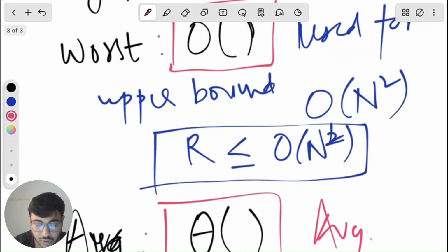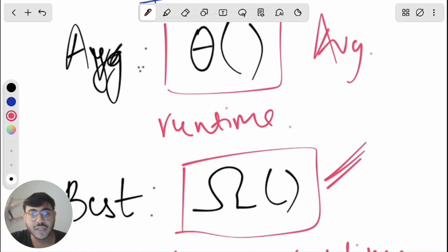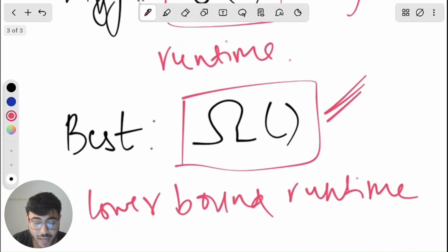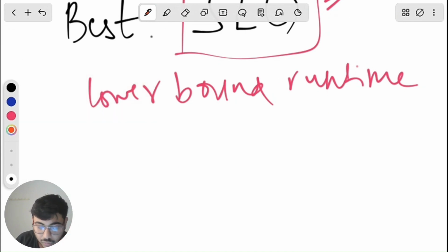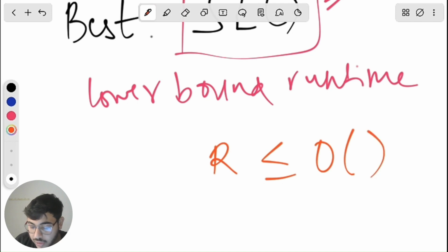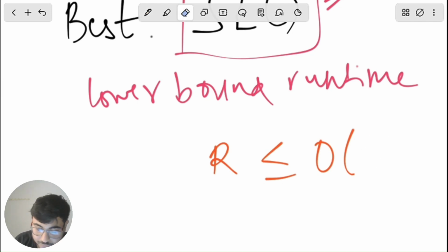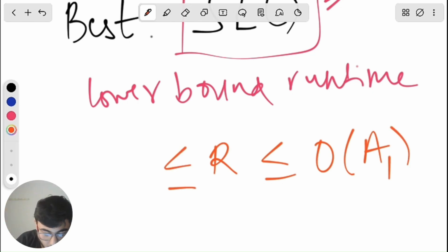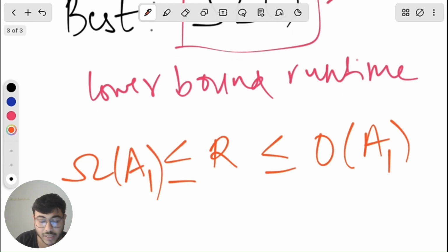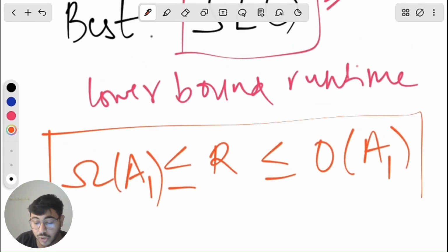The worst case gives you an upper bound, the average case gives you a midway so that you get an idea or the gist, and the best case gives you a lower bound. So we can basically write an inequality like this: your runtime is always between omega of A1 and order of A1, where A1 is the algorithm. So your runtime will always be within this range. This is basically the inequality that is followed.